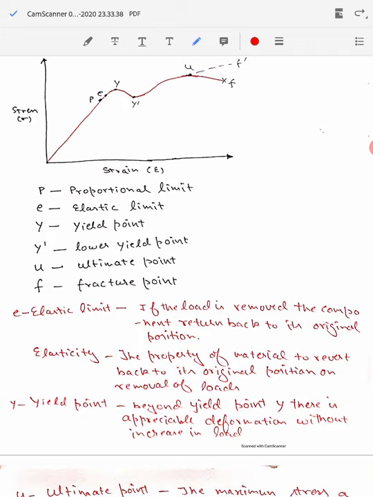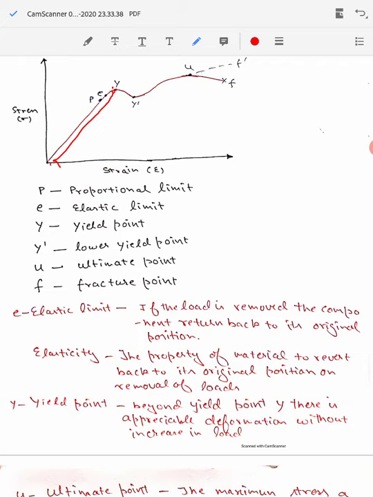Now, another point that we can see on it is point Y, which is termed as the yield point. The yield point is the point where there is appreciable deformation without further increase in the load. We can see here that there is a continuous elongation of the component while we are not actually increasing any load. Such a point is called the yield point. The yield point is marked by an increase in deformation without further increase in the load.